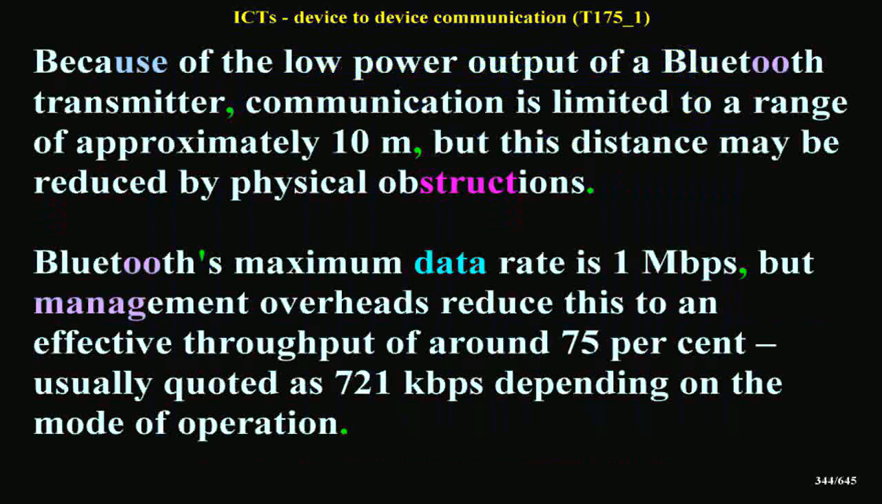Because of the low power output of a Bluetooth transmitter, communication is limited to a range of approximately 10 m, but this distance may be reduced by physical obstructions. Bluetooth's maximum data rate is 1 Mbps, but management overheads reduce this to an effective throughput of around 75%, usually quoted as 721 kbps depending on the mode of operation.